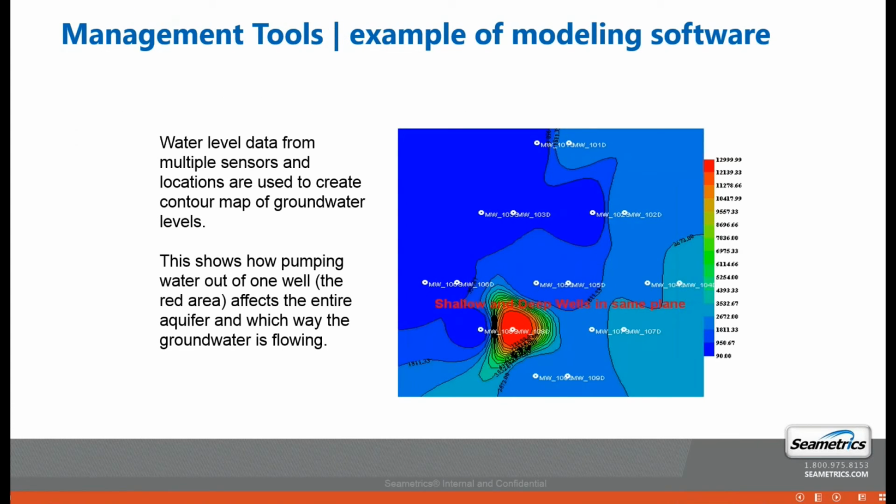This is an example of some of the modeling software that's out. This one in particular is from a company called Groundwater. They're located in the States, and as you can see, it is showing you what's happening as they're pumping down a well and what's going on with the various different locations. And the red area is how the pumping of water out of the well affects the entire aquifer, in which way the groundwater is flowing.